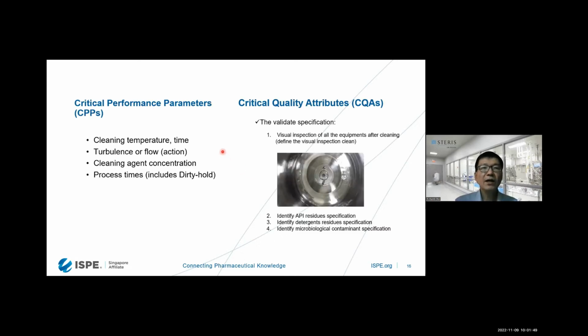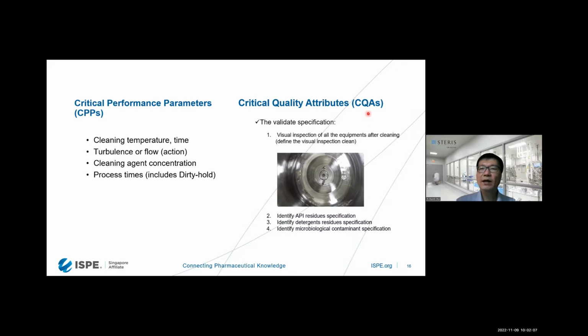Okay, next we look at the critical performance parameters. So in the cleaning process, of course, cleaning temperature, the time, turbulence flow, or the action in the piping, especially the pipe as well. You need the turbulence flow for the cleaning action, cleaning agent concentration, and also the process time, including the dirty hold time.